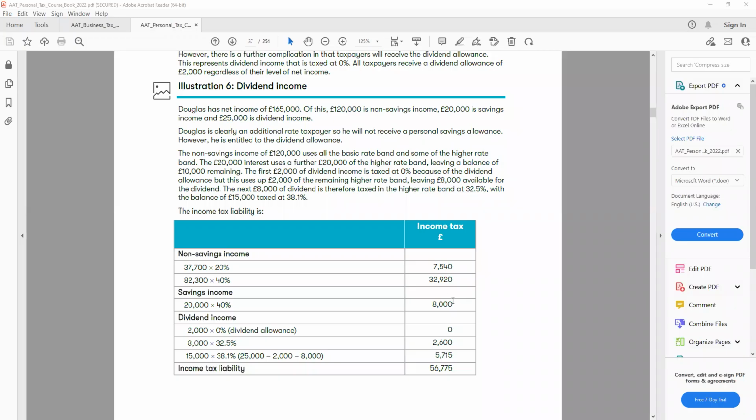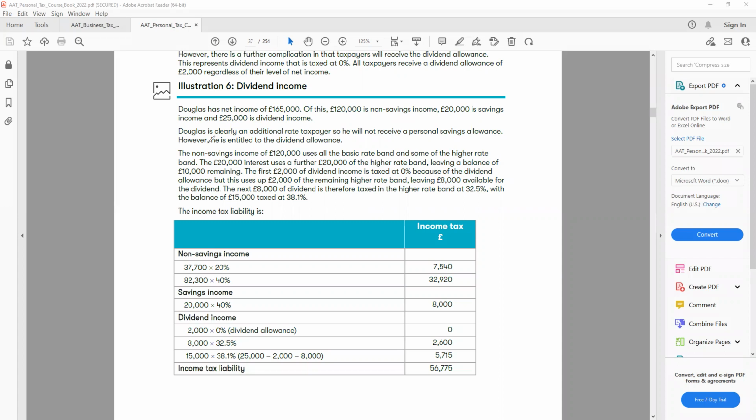Hello, everyone. Let's have a look at how we calculate the dividend income for the Personal Tax Financial Act 2021. In this example, we'll see how the income will be split based on the different tax rates and based on the different bands of the income.